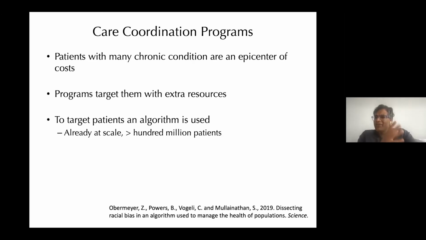Now, how do you decide who gets a care coordination program? Well, you don't want to be backward looking. You want to predict who's going to be using healthcare, who's going to need a lot of care in the coming months, in the coming year. So these systems need to target patients. To target patients, they turn to an algorithm. In fact, most systems use an algorithm, but the algorithm I'm going to be describing, or a variant of it, is applied to about 100 million patients in the United States. And so it's already at scale.